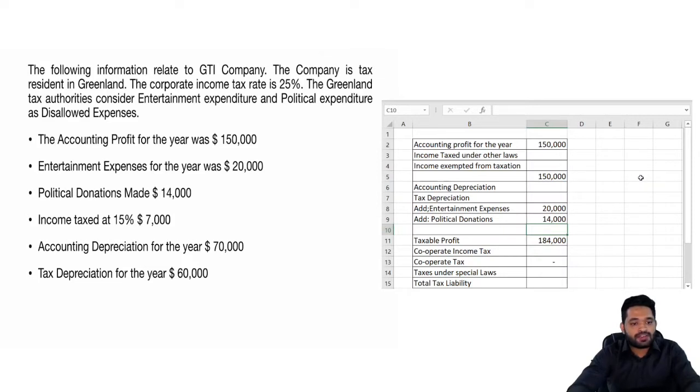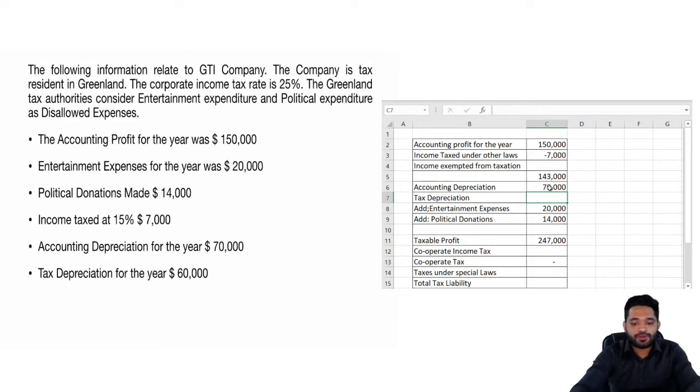We have income taxed at 15%, $7,000. So this is a tax that is charged under a different rule. So it's income taxed under other laws. So we would remove 7,000 from our accounting profit. The accounting depreciation for the year is going to be 70,000. So this is again similar to a disallowed expense. We are not allowed to take our accounting depreciation for tax purposes. So we would add back our accounting depreciation, 70,000.